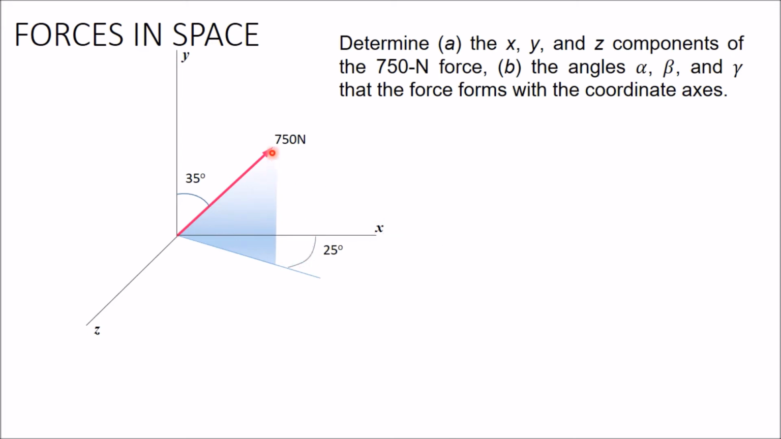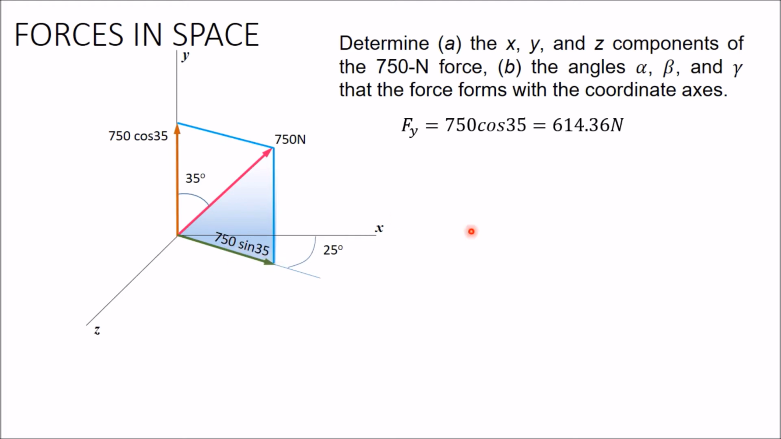Now first, since this 750 Newton force and the y-axis are lying in this blue plane, you can resolve this 750 Newton into two rectangular components. First is this y component, and since this angle is given, this component will be 750 cos 35, the adjacent component. The other component will be along this line, the second component, and this will be 750 sin 35. I have calculated this value, the component in the xz plane.